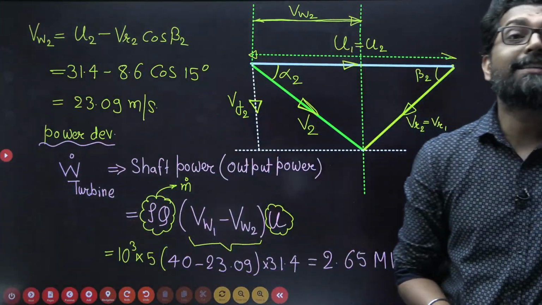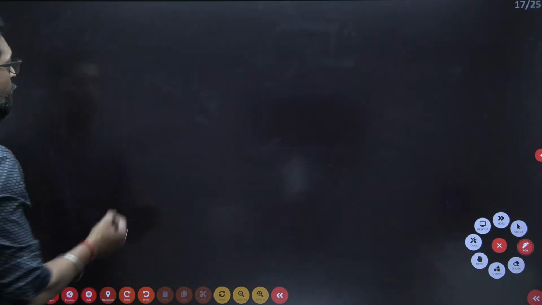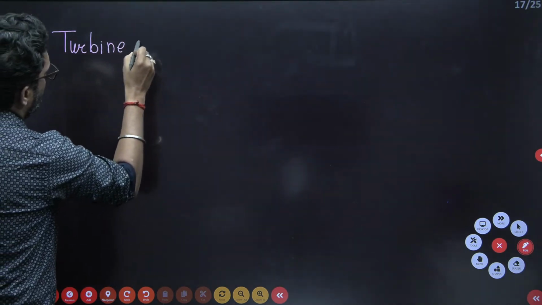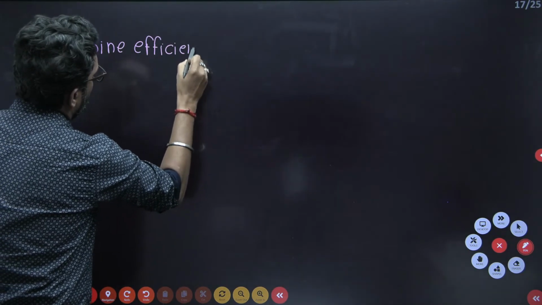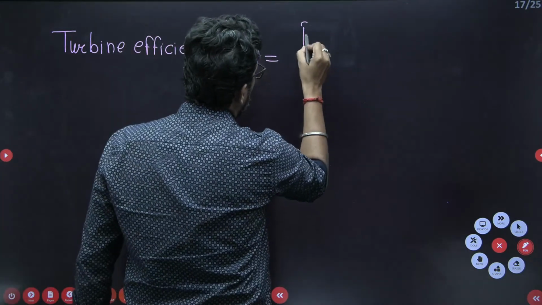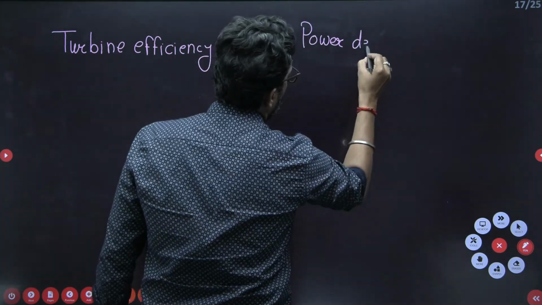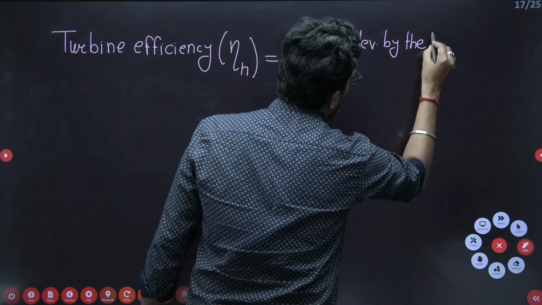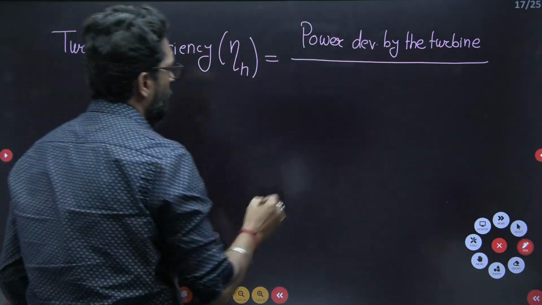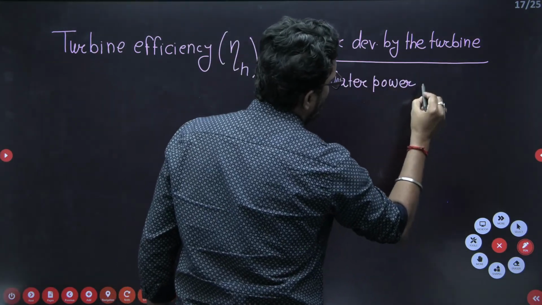Now, if the question asks for the efficiency, hydraulic efficiency or manometric efficiency of the turbine, what is the efficiency of the turbine? If you find the turbine efficiency, also called hydraulic efficiency, it is the power developed by the turbine divided by the water power, or the available power, or input power.